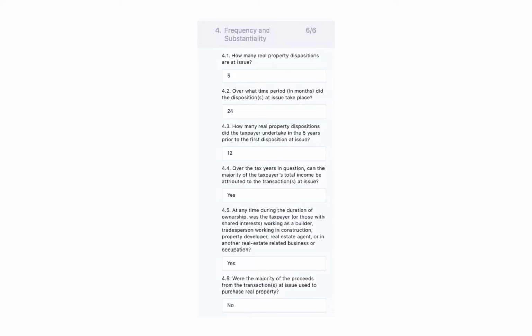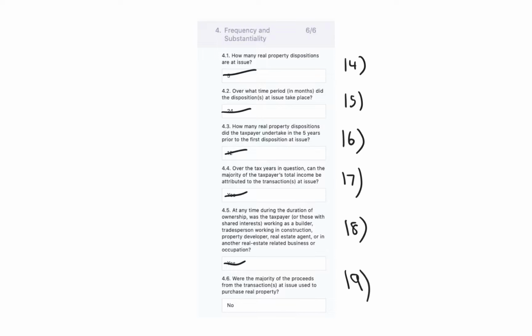Here's our last group of questions, frequency and substantiality. Again, most important. We got question 14, 15, 16, 17, 18, and 19. Boom. We got 19 questions. And I'm going to go through all of those 19 questions with you. We're going to analyze those questions, but that's how I've developed those questions.